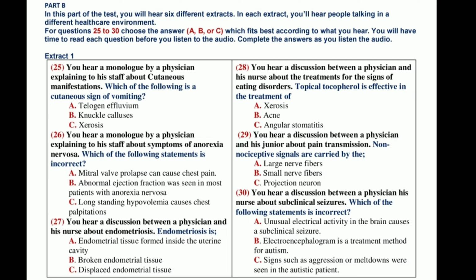Hello, doctor. What kinds of treatment measures do you suggest for the signs caused due to eating disorders? Although skin signs of the patients with eating disorders improve as they gain weight, the dermatologist is responsible to treat the dermatological conditions as well.